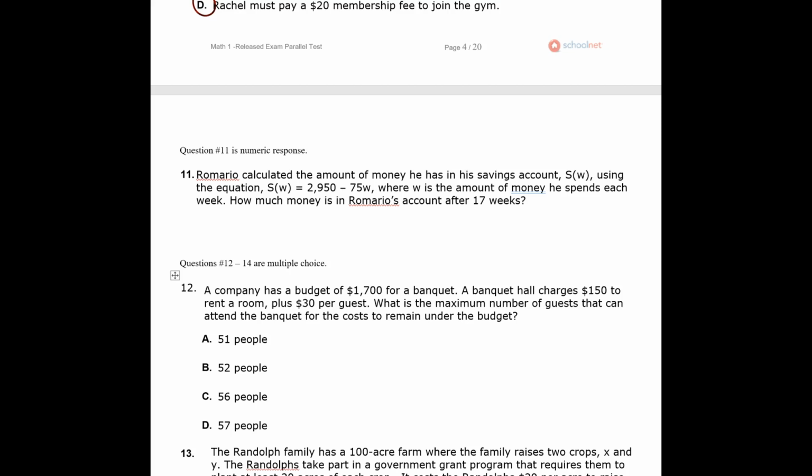All right, so I think Rechina came up to me with this problem. W represents the amount of money that he spends each week. So how much money is in his account after 17 weeks? Well, W has to represent weeks, so it is a slight typo. So what we want to do is come over here, 17 goes there. So we have 75 times 17. For the sake of time, I'm using my calculator, even though y'all are not supposed to. And you get 1275.